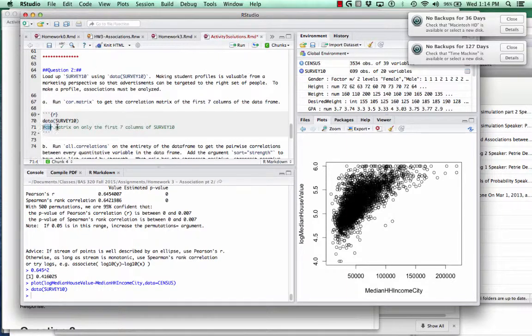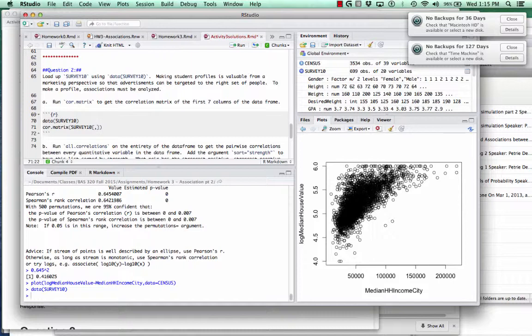So we can run cor matrix, like what we had done previously, to get an idea of all the pairwise correlations. In this case, I'm asking to only do the correlation matrix of the first 7 columns of the data frame. So if you remember way back, if I wanted to refer to a specific set of columns, I put a pair of square brackets after the name of the data frame. I leave the number in front of the comma blank because that refers to the rows that I want. In this case, I want all rows, so I can leave it blank. And in this case, I want the first 7.